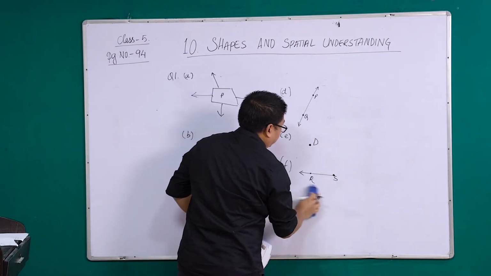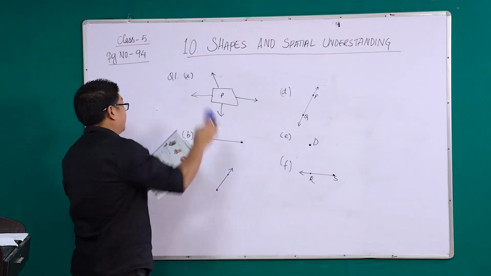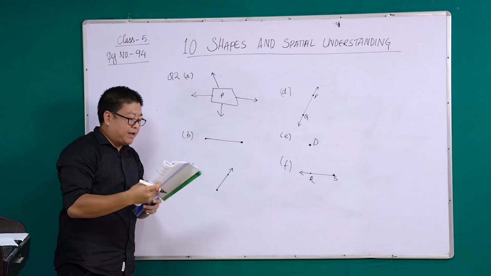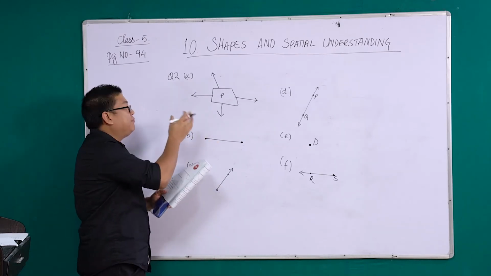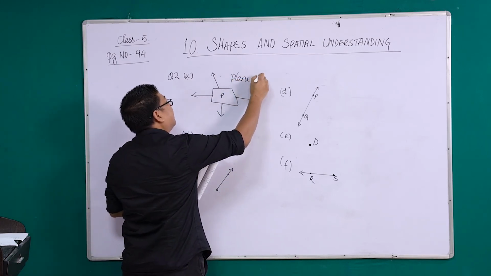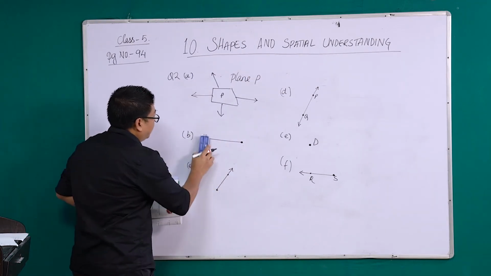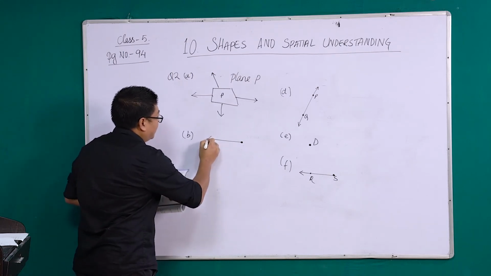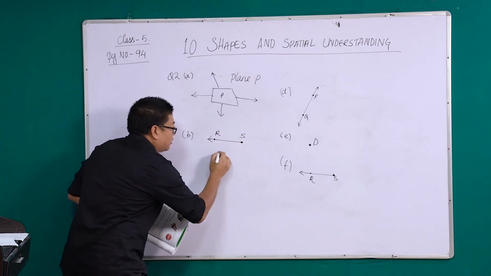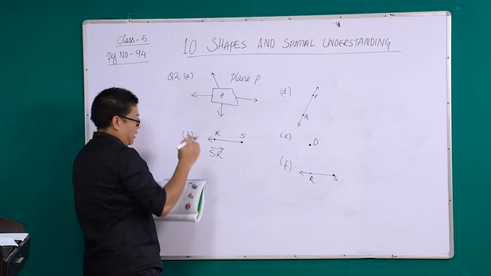Similarly, in the second question, question number 2, A, almost the same figure is given. Now they want us to name the figures. So this, we know that it is a plane, but what plane? It is a plane P. All right? The answer will be plane P. And B, they have given us something like this, S and R. We know that this is a ray, so we will write this as ray SR. It's going from S to R.